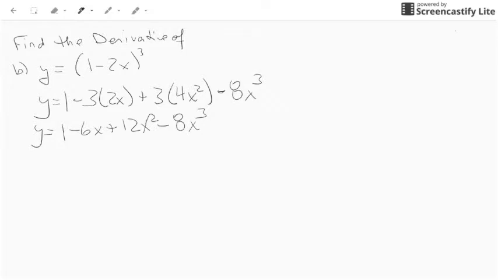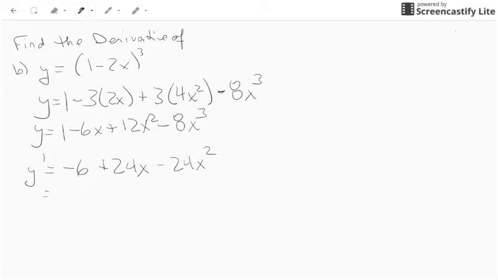Okay, so now when I take the derivative, y prime, well, the derivative of 1 is going to be 0. The derivative of negative 6x is negative 6. The derivative of 12x squared will be 24x. And the derivative of negative 8x cubed is going to be negative 24x squared. Whoops, not x cubed, it'll be x squared. So it's a little too quick with that.